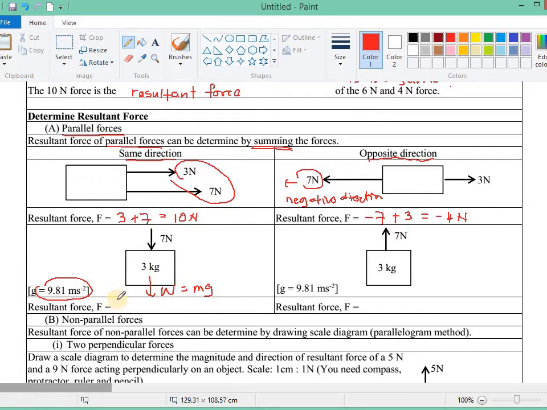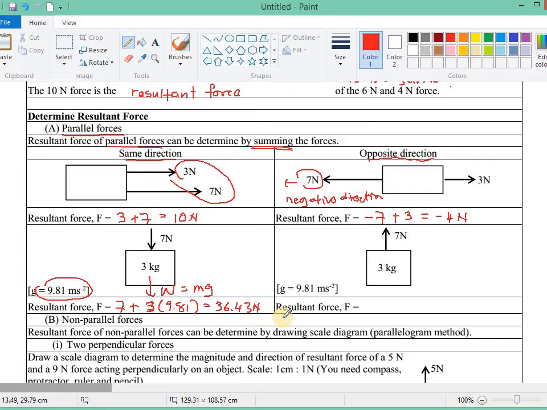Alright, so we want to calculate resultant force, so we just take the two forces and add together. The first one is 7 Newton. Second one plus this one, mass times gravitational acceleration. So 3 times 9.81. So what is it that you get? You will get 36.43 Newton. So this 36.43 Newton will be the resultant force of 7 Newton and the weight combined together.